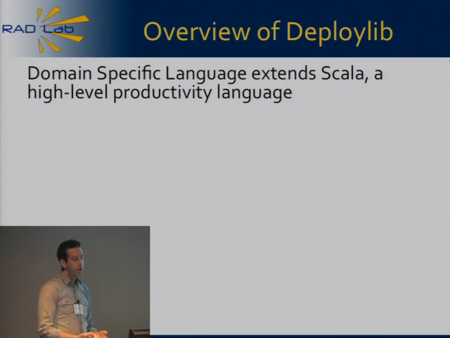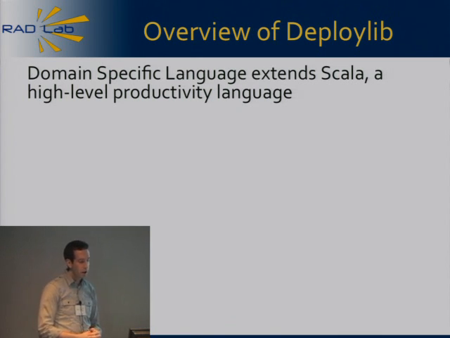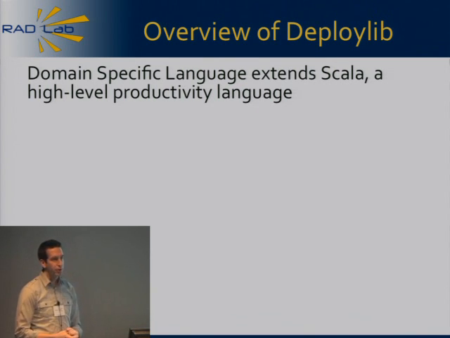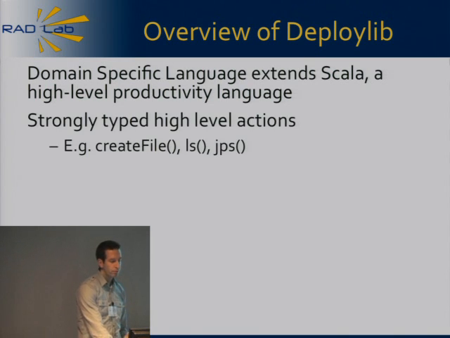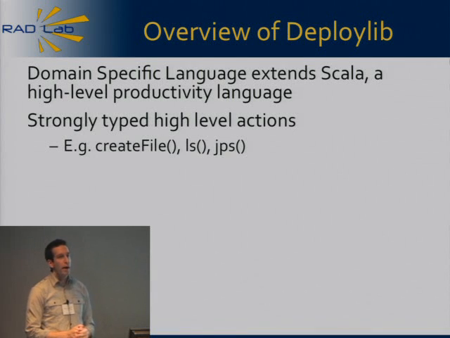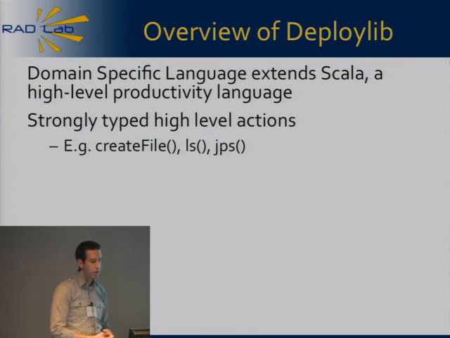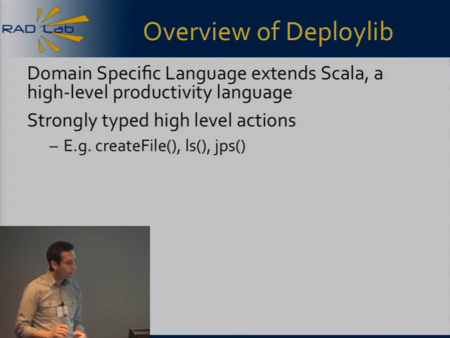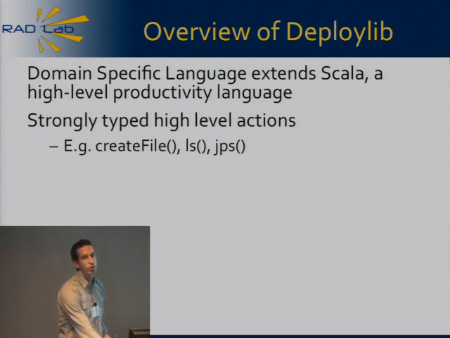So we get to leverage the JVM, a lot of JVM tools and the ecosystem around the JVM. And we also get to leverage the functional aspects of Scala, which is perfect for working with lists, and in our case, lists of nodes. We have strongly typed access in Scala to objects that represent operations and components of the data center. Examples of these would be ls or create a file.